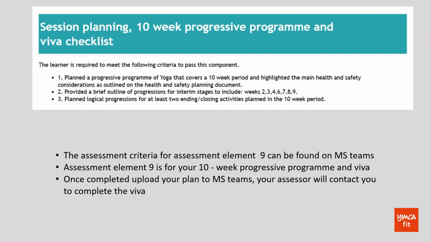The assessment criteria for Assessment Element 9 can be found on Microsoft Teams. Assessment Element 9 is for your 10-week progressive programme and Viva. Once you've completed and uploaded your 10-week progressive programme, your assessor will contact you to schedule and complete the Viva.